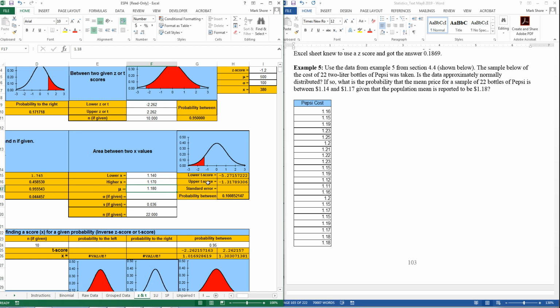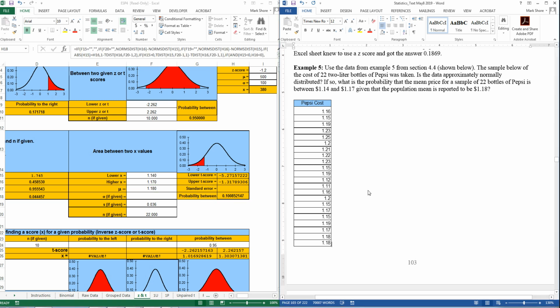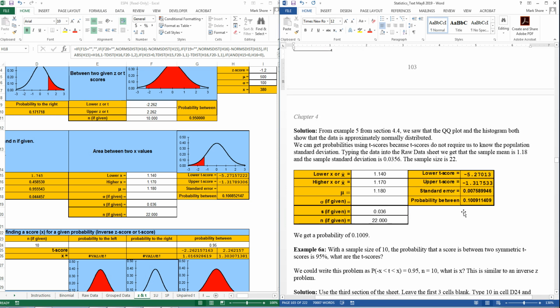It uses T-scores because we know the sample standard deviation, not the population standard deviation. And then at this point, the probability between these two values is 0.100, or about a 10% chance. And you can see that's the answer you get right there, 10% chance.